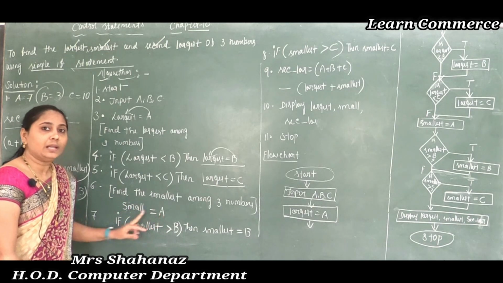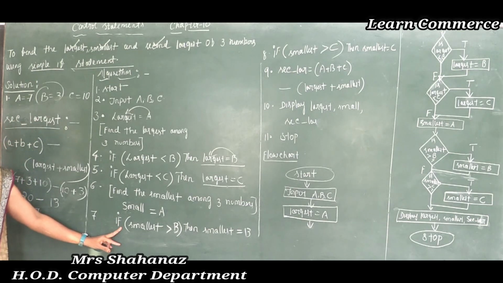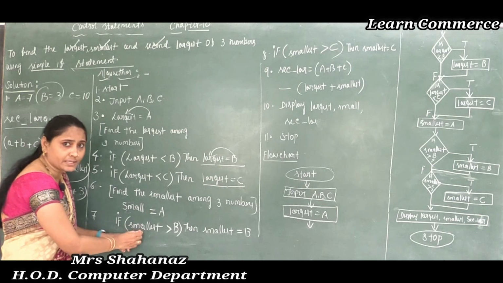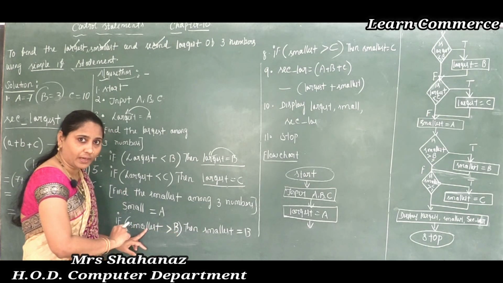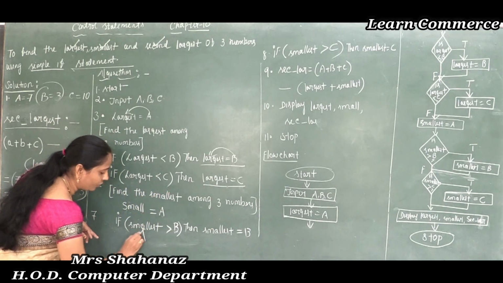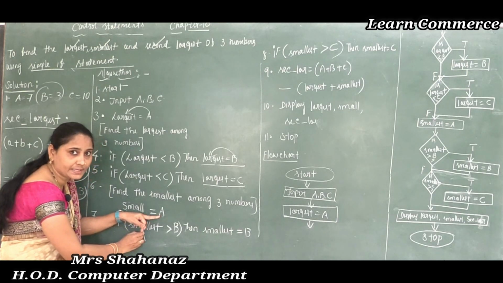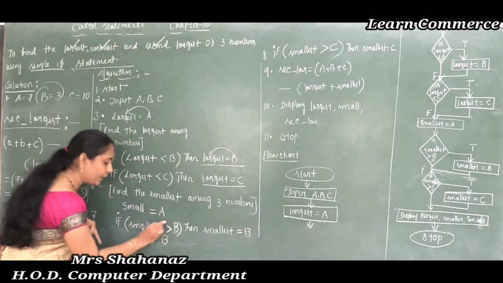Next I am comparing the smallest number with the other number here. So next condition, if smallest is greater than B. Smallest value is greater than B. The smallest is the A value. Is this point clear? The A value is the smallest, as we know that in our assumption smallest value is equal to A. So smallest value is greater than B value.